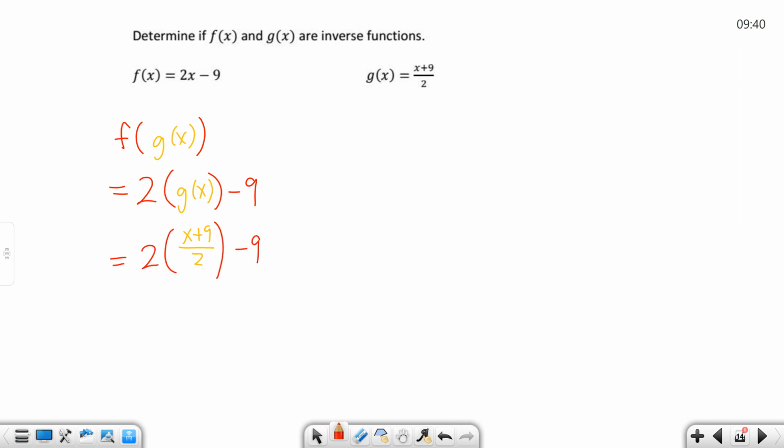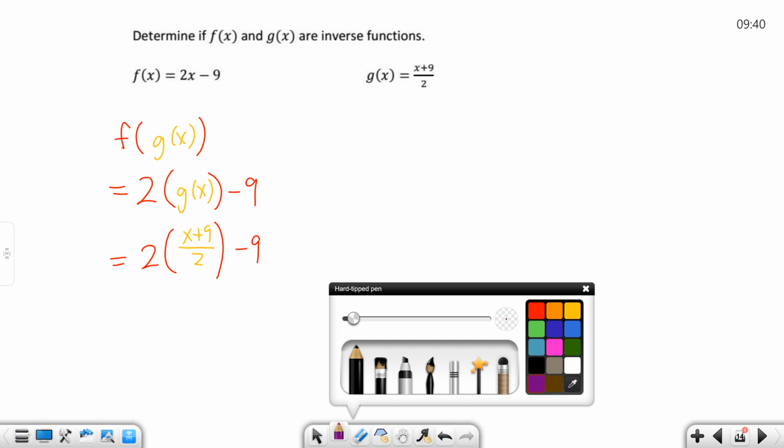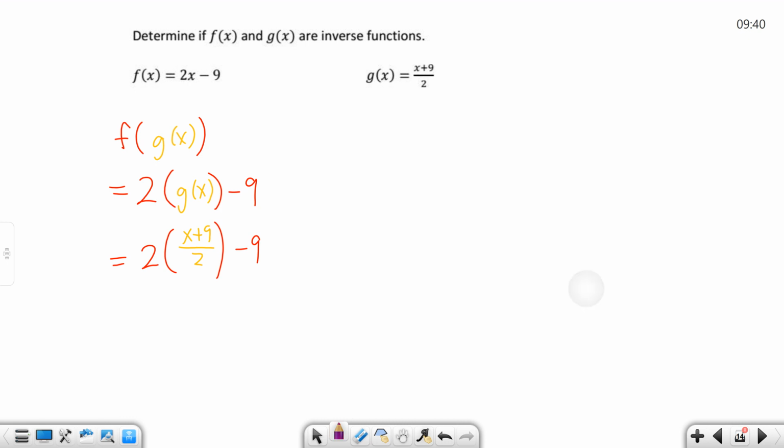You could have changed g of x to this other thing first before you wrote the rule down for f. There's not a right or wrong way to do that. It's just a preference. One or 2 steps is different, but you end up with the same thing. So what I'm going to do then is remind myself, wait a minute, this is really over 1. Those divide out, and we're left with x plus 9 minus 9. Those cancel, and we're left with x. So that part checks out.